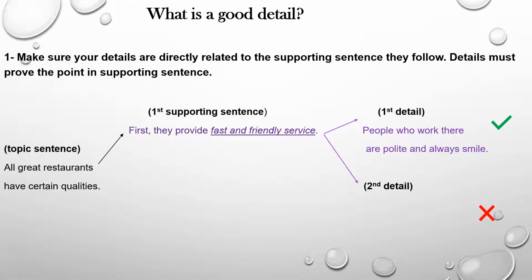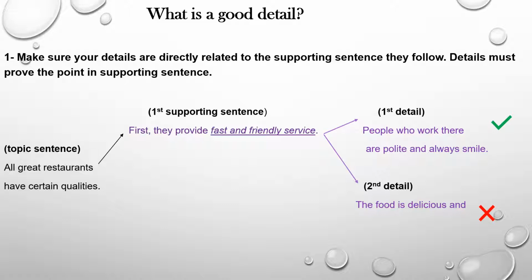Well, now let's see how we can write a good detail. First thing to keep in mind is that you have to make sure your details are directly related to the supporting sentence they follow. Details must prove the point in the supporting sentence. So they must be directly talking about the supporting sentence.